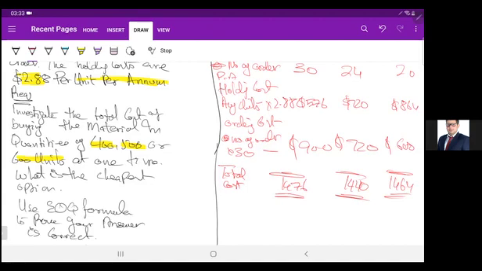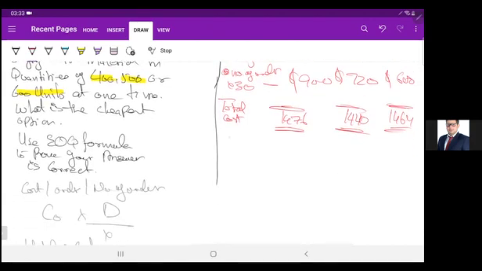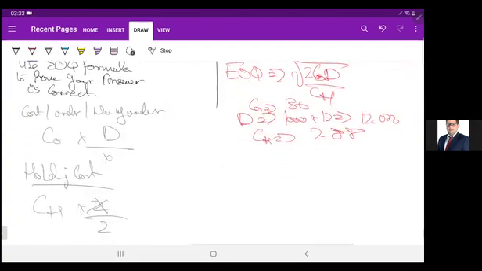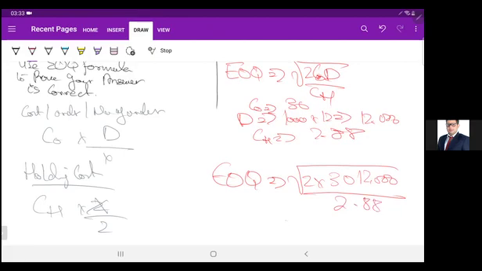Now, let me prove it by using the EOQ formula. EOQ is under root 2 C naught D divided by CH. C naught is 30. D is 1000 units into 12, that is 12,000. CH is 2.88. Now EOQ is 2 multiplied by C naught 30 multiplied by 12,000 units divided by CH 2.88. Solve it and we will get 500 units per order. So far, so good.